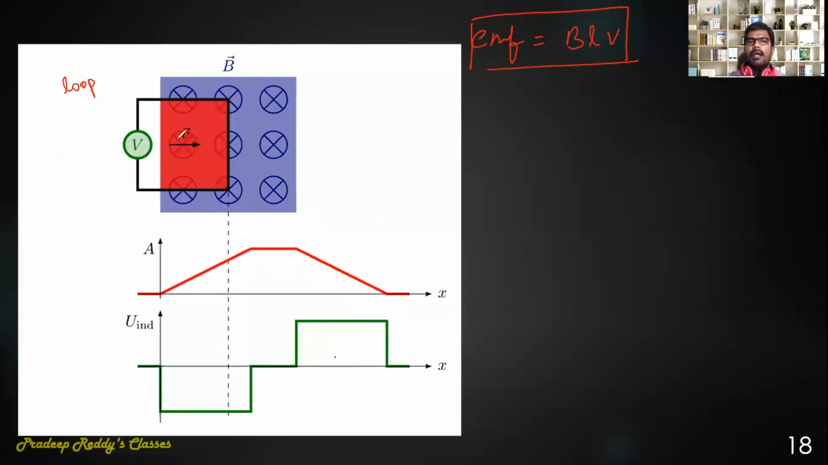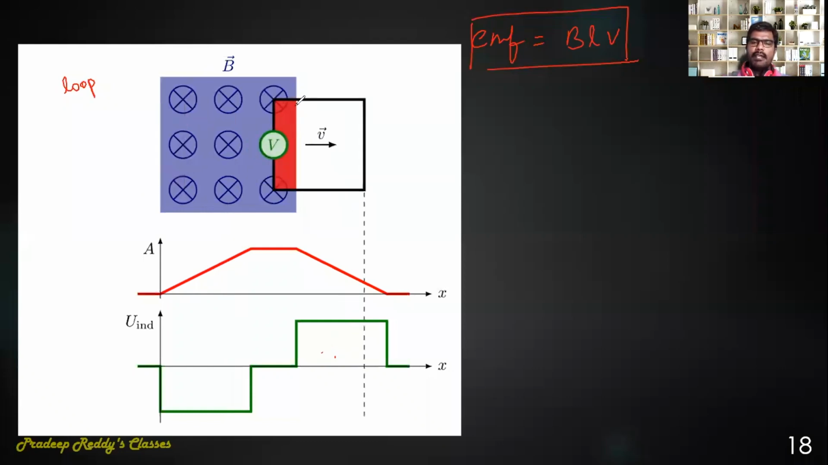As the coil is moving inside, what is happening to the effective area within the magnetic field? The effective area is this red color area. That effective area goes on increasing. So when it is entering into the magnetic field, the effective area inside the magnetic field goes on increasing. And when it is coming out, if you observe carefully, what is happening to the effective area? The red color portion is decreasing.